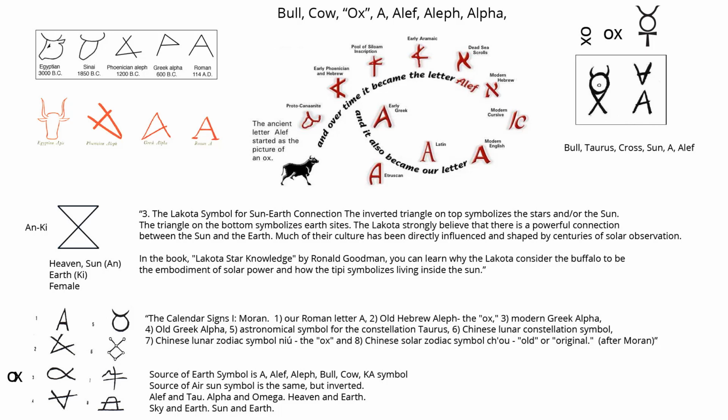The source of the air symbol is the same, but inverted. See number 8. We have number 4, which was the Old Greek Alpha, the upside down A, which looks like the Earth symbol, a triangle with the line across it. And then you have the air symbol, which was the upright triangle with a line across it, which is the symbol 8. It has the same thing as the A, so the air symbol is the same but inverted as the Earth symbolism. So that's why the air and the Earth are opposites, because they come from the same symbolism as well.